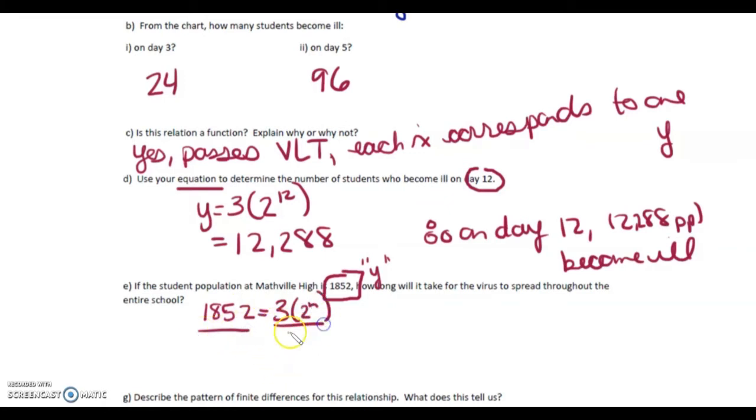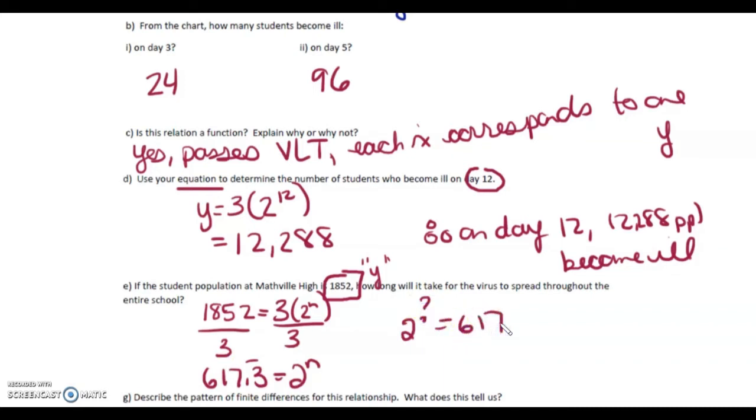What I would do is divide both sides by 3, and we're going to learn this formally later, but I will show you. So we get 617 and a third equals 2 to the n. Okay, so in a couple lessons, we're going to have to do trial and error with this. So 2 to the what number equals 617?